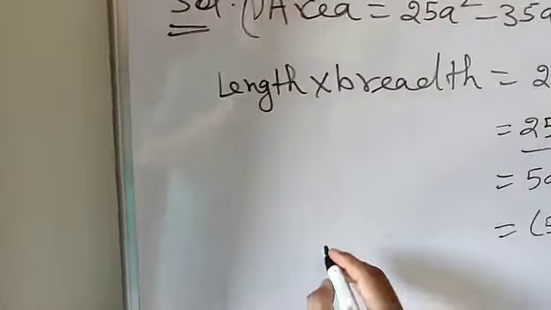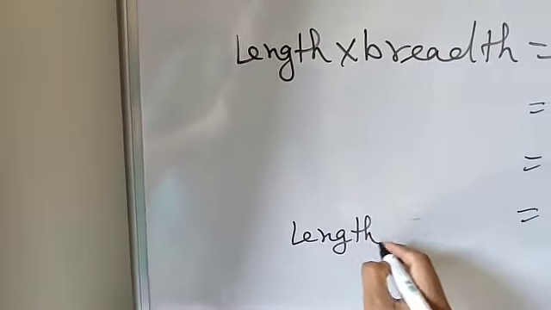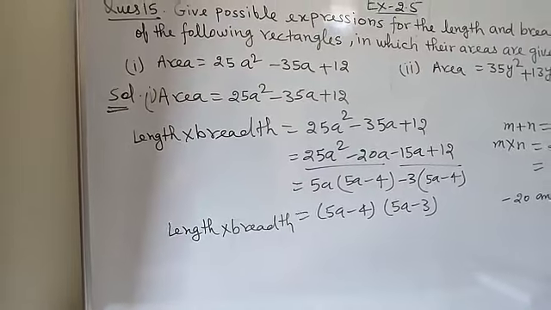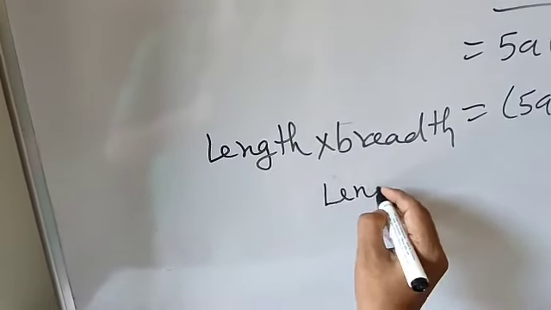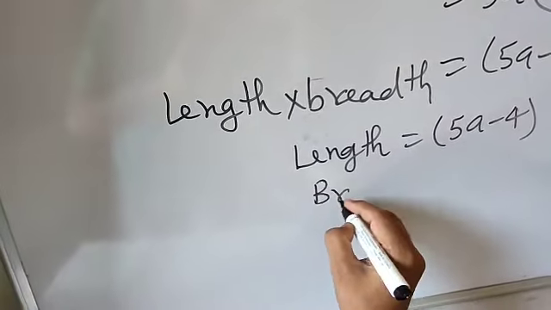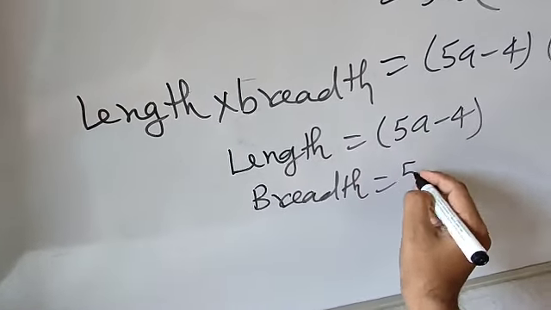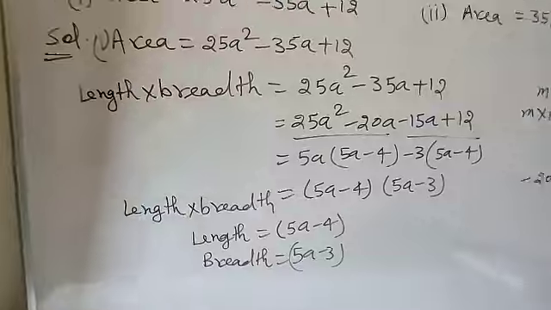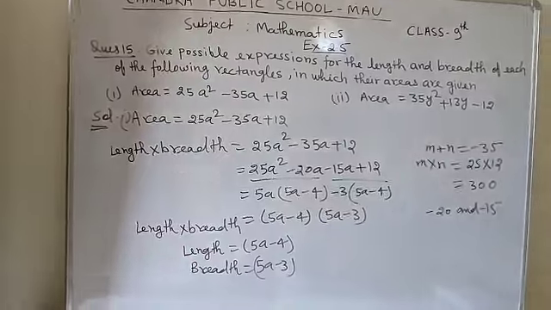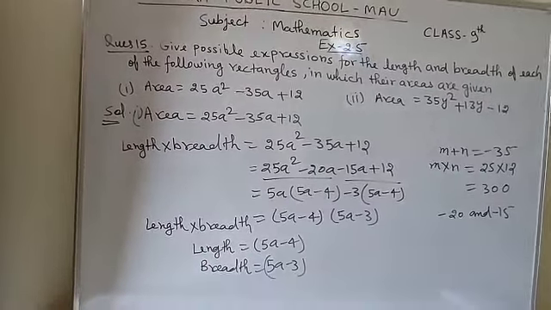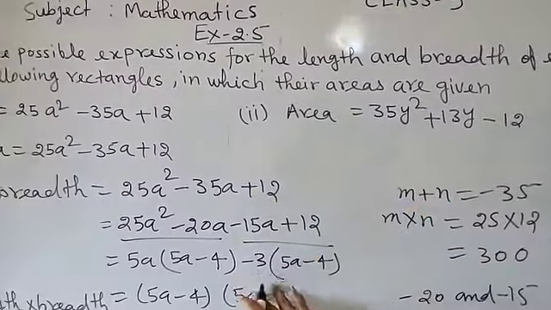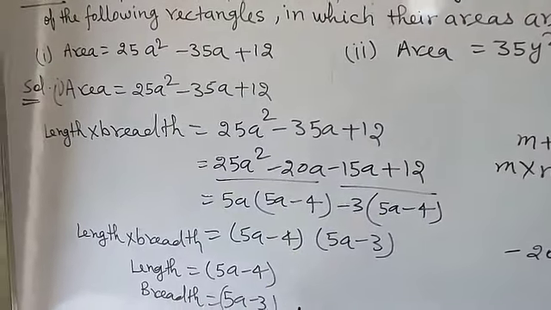So here you can write length into breadth equal to 5a minus 4 into 5a minus 3. So it can be written as length equal to 5a minus 4 and breadth equal to 5a minus 3. You need to factorize, and you will get two factors. One of the factors will be length, the second will be breadth. Similarly you need to solve the second part. Again the area is given, you need to factorize. In the same way you will get two factors, one will be length, second will be breadth.